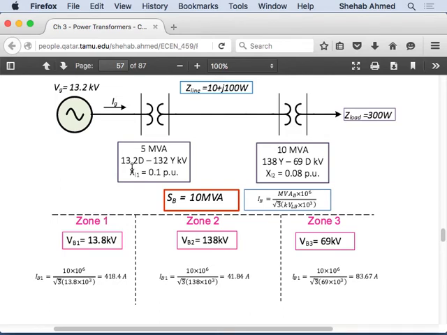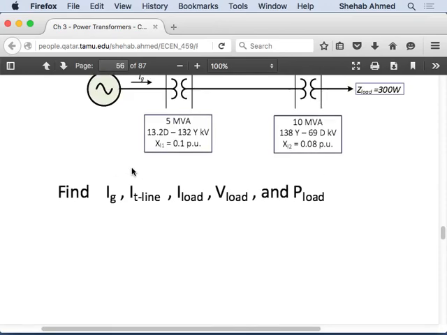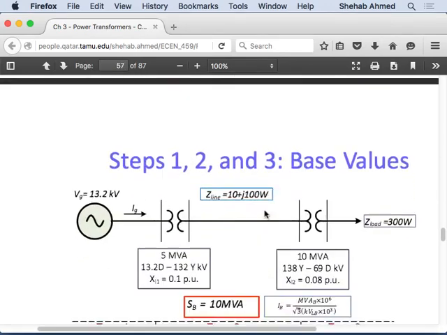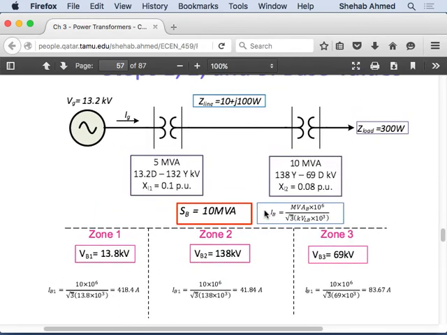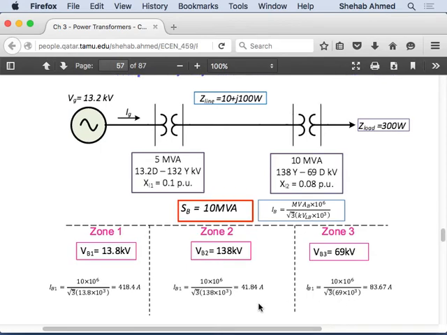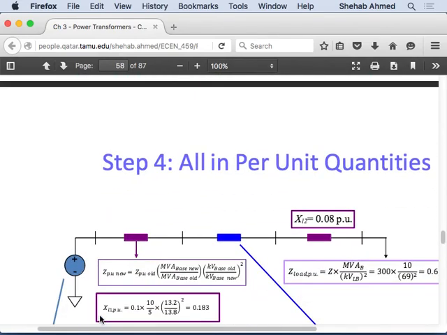Okay, so because they also ask us to calculate the actual values of currents and power, it's also good for you to calculate the base value for currents and the base value for impedances as well, right? So calculate the base values for currents and impedances, put each one in its zone, and then draw the circuits and convert all values into per unit on the same base, right? So that's what they're going to do next.